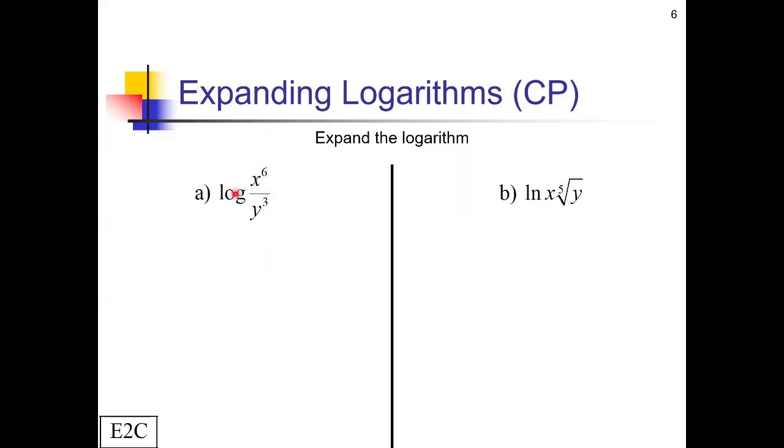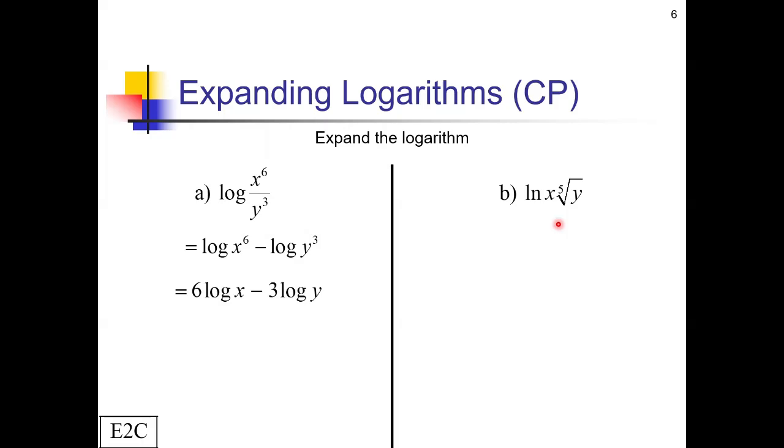All right, so for this first one, we've got division again. We can split that up into subtraction. So log of x to the 6th minus log of y cubed. And now we can pop out the exponents on this one. So this will be 6 log x minus 3 log y.